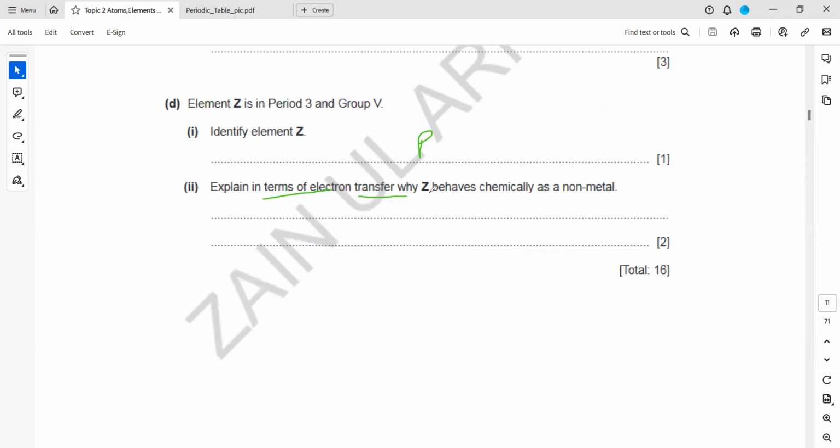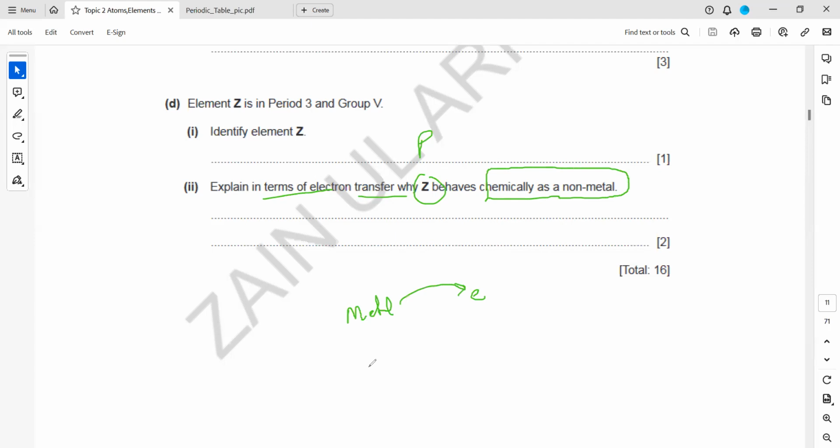Explain in terms of electron transfer why Z behaves chemically as a non-metal. What is the characteristic of a non-metal? In terms of chemical reaction, if it is a metal, what is the characteristic of the metal? Metals tend to lose electrons.